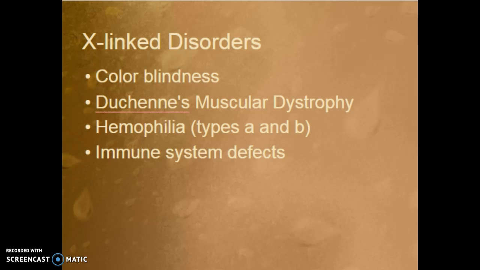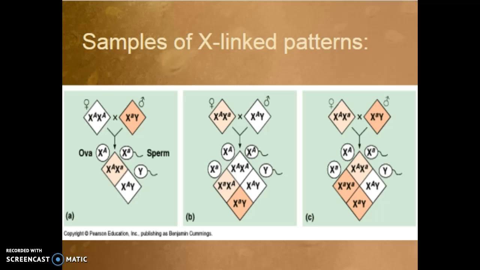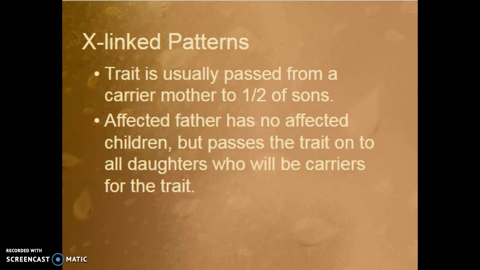We're going to talk in class specifically about color blindness. That's one that affects my family tree, so we'll walk through that process. But hemophilia A and B, immune system defects, Duchenne's muscular dystrophy, these are all X-linked disorders. Hemophilia is on there. Here are some examples of X-link patterns. Like I said, we'll talk through this whole thing in pretty good detail in class. So I think you'll understand that.